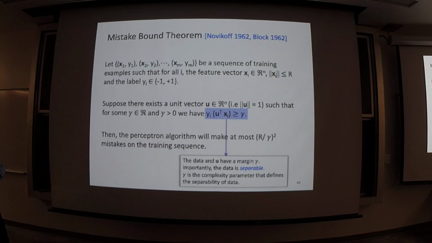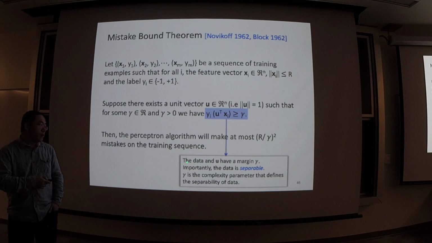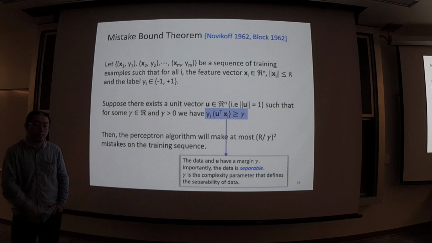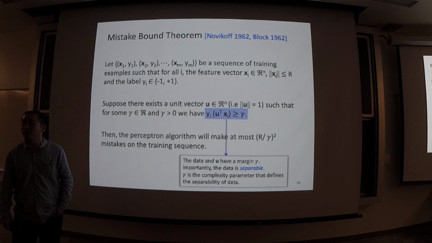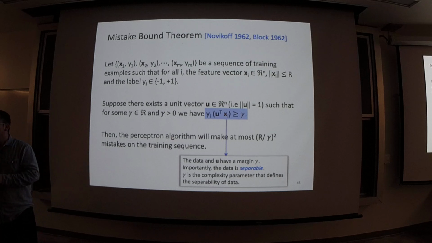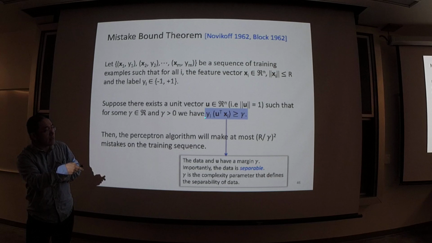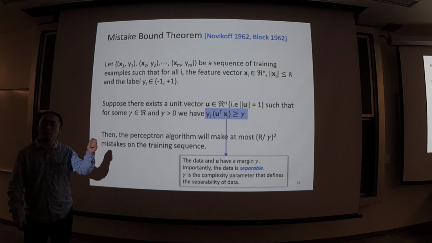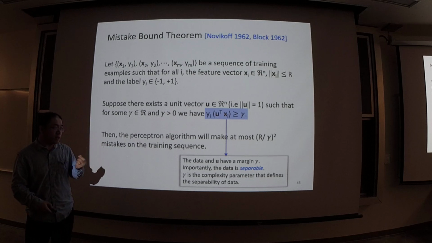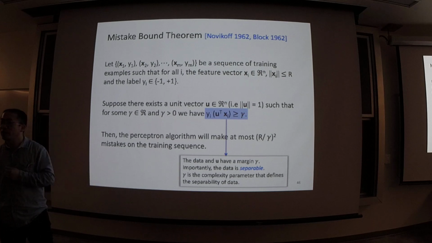Okay. And again, what does this inequality mean, right? It means that the data in U have a margin of gamma, because the left-hand side actually represents the distance between each input example xi, yi, and the separating hyperplane U, right? So if the distance between every point and the hyperplane is no less than gamma, that means gamma is the margin.